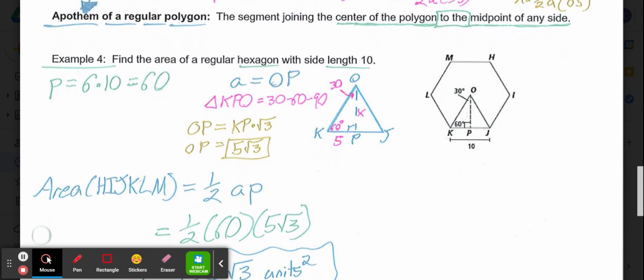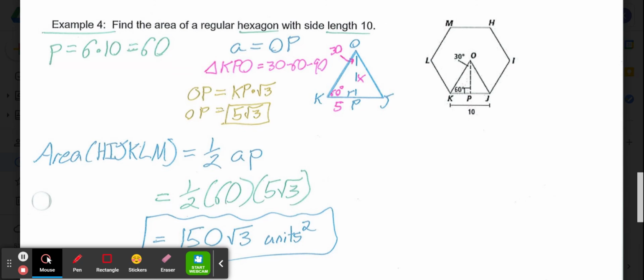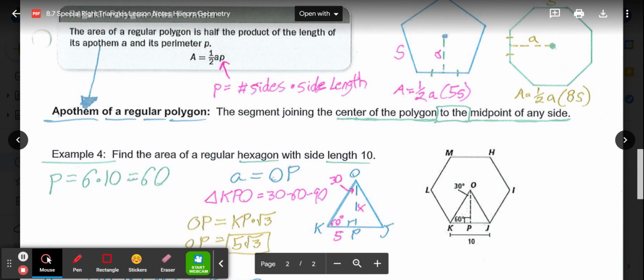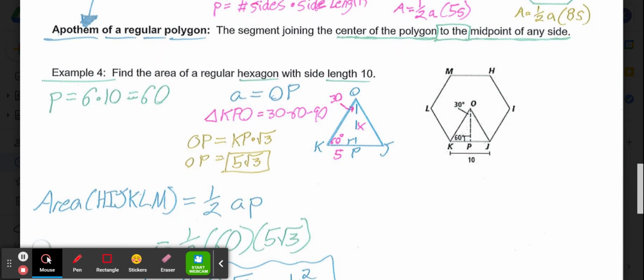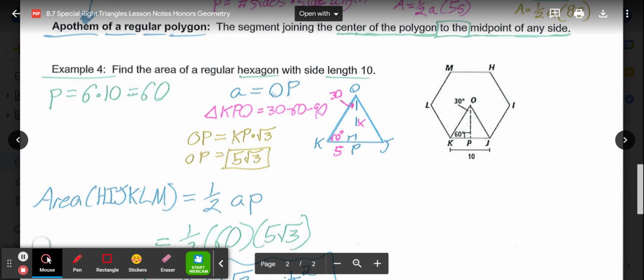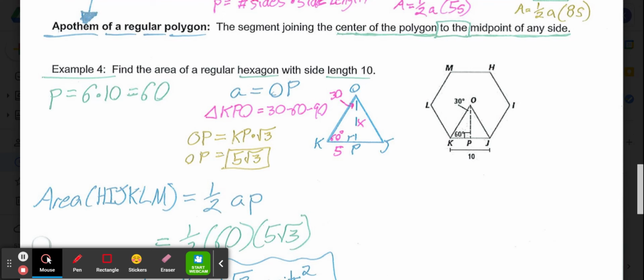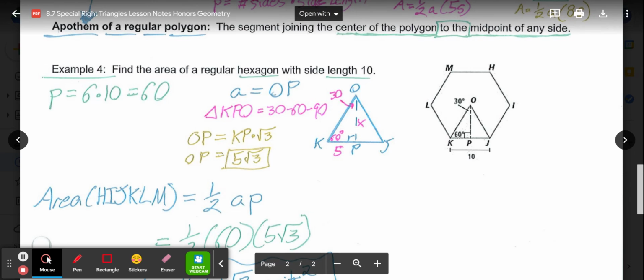Example 4 is asking us to use that rule right here, A equals 1/2 a p, but we first need to figure out the apothem and perimeter of this hexagon. All they told us is that the hexagon had a side length of 10. But that's all we need to know to technically draw a regular hexagon. The image is already provided for you. We have our hexagon HIJKLM here, and we know our side length is 10.